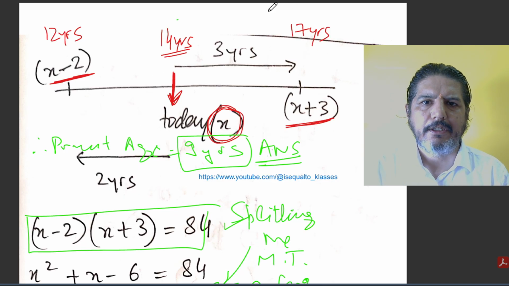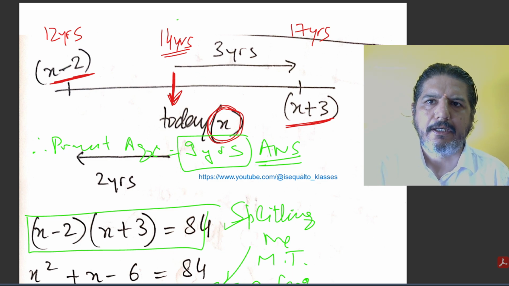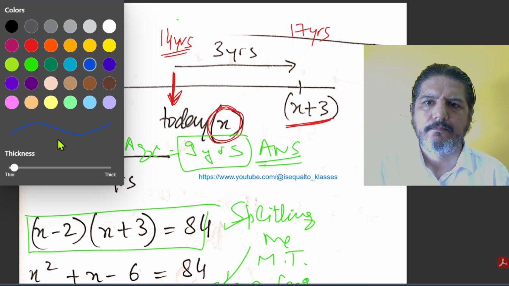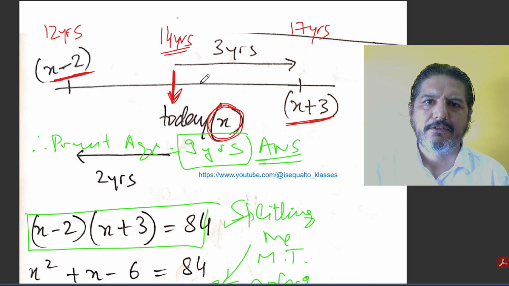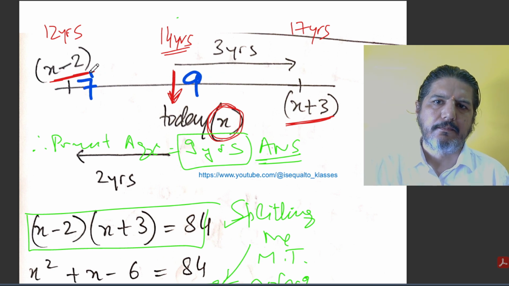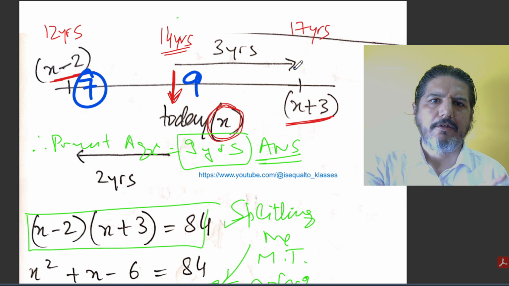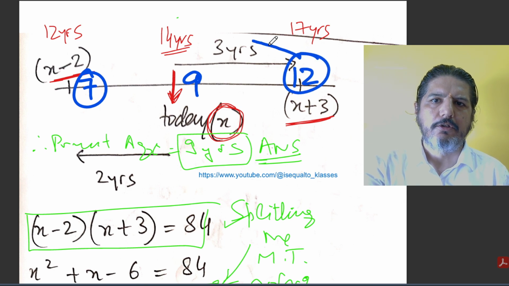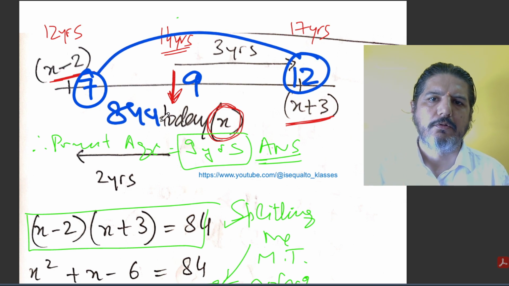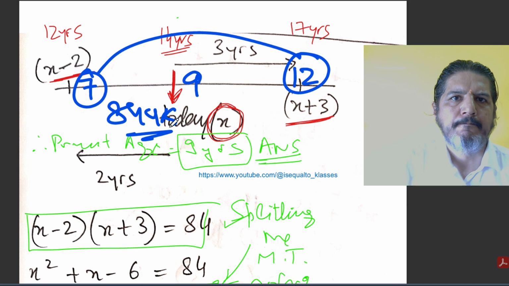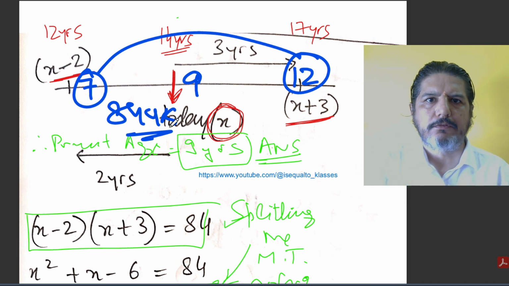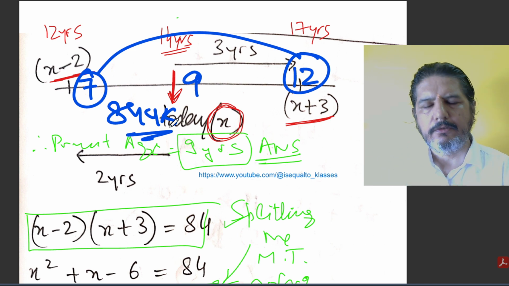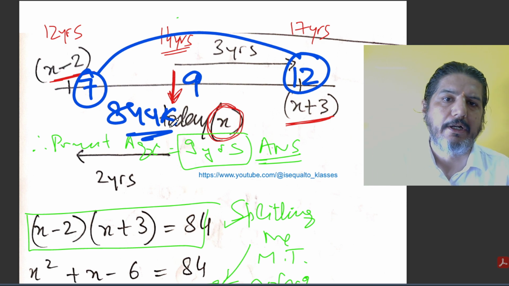So let's check. Today your age is 9. 2 years ago it was 7. 3 years hence it will be 12. 12 into 7 is 84. So our answer is correct. This is how you do the questions. This is one of the easier quadratic equations. It was easy to solve and easy to formulate. So let's go to the next question.